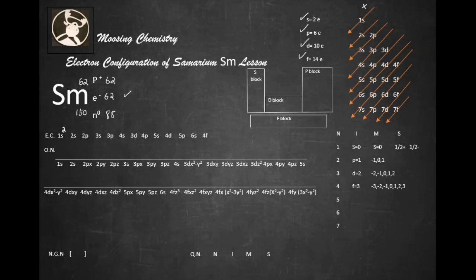So we've got 1s2, and then 2s2, and you're just sliding down the slide, 2p6, 3s2, 3p6, 4s2, 3d10, 4p6, 5s2, 4d10, 5p6, 6s2, and then 4f6. If you add all that up together, you will get 62 electrons.